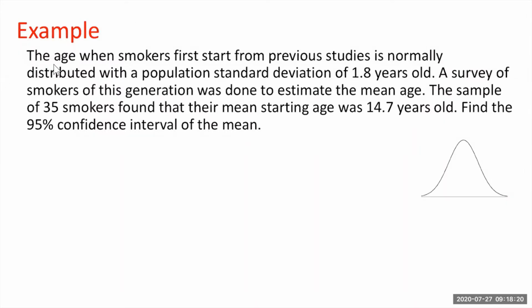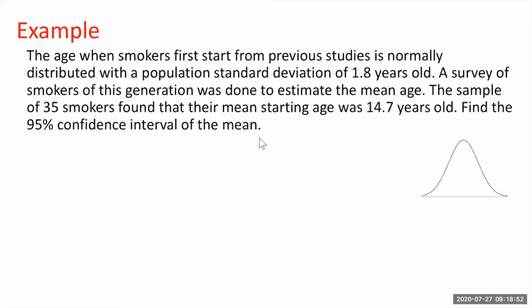Example: the age when smokers first start, from a previous study, is normally distributed with a population standard deviation of 1.8 years old. A survey of smokers of this generation was done to estimate the mean age. The sample of 35 smokers found that their mean starting age was 14.7 years old. Find the 95% confidence interval for the mean.